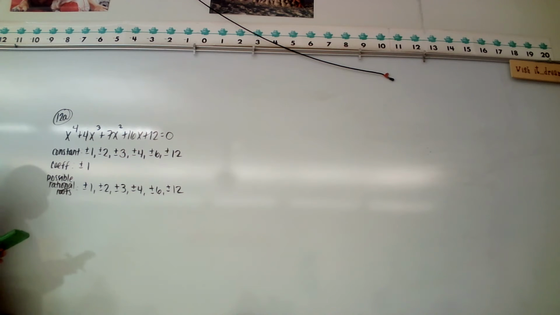So I just throw it in my calculator and watch something magical happen, hopefully. So I plugged in 1. 1 to the 4th, oh, this is a long one, plus 4 times 1 to the 3rd, plus 7 times 1 squared, plus 16 times 1 plus 12. Okay, P of 1 does not work. Here, I can do these quick. So I just grab it. Let's try 2.